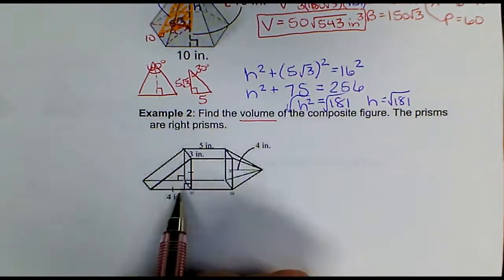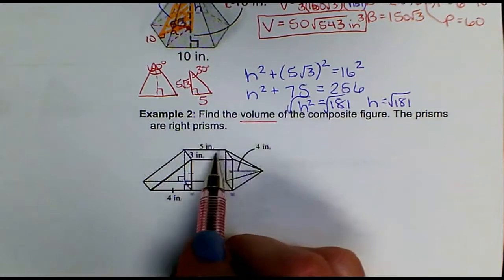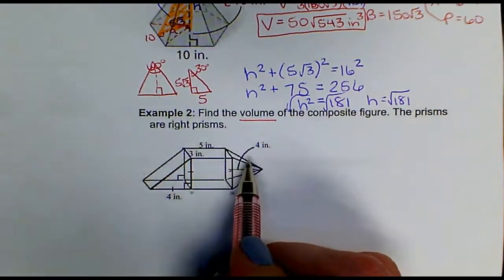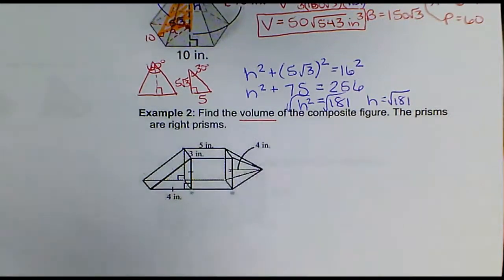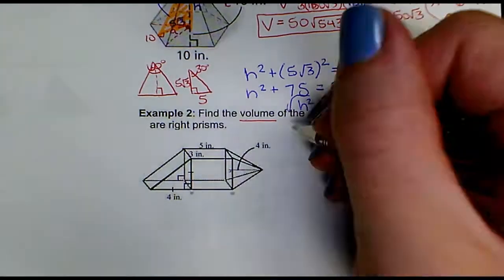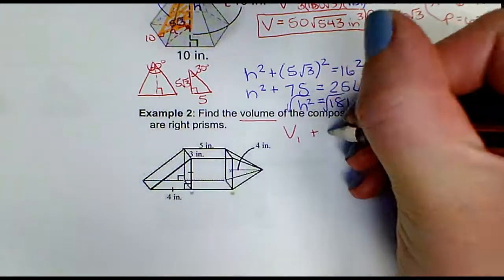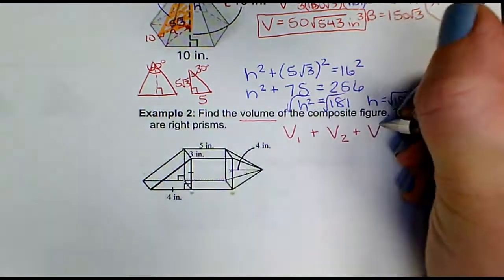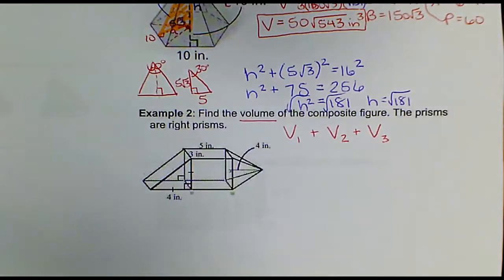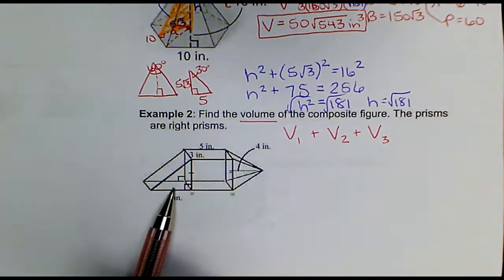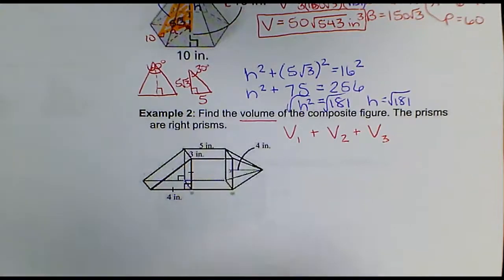You have a volume of a figure and another volume of a figure and another volume of the figure, and you add them all together and you end up with your volume of the full composite figure. So we need volume of the first figure plus volume of the second figure plus volume of the third figure, and that's going to give us our total volume. So let's talk about the first figure. The first figure is a triangular prism.